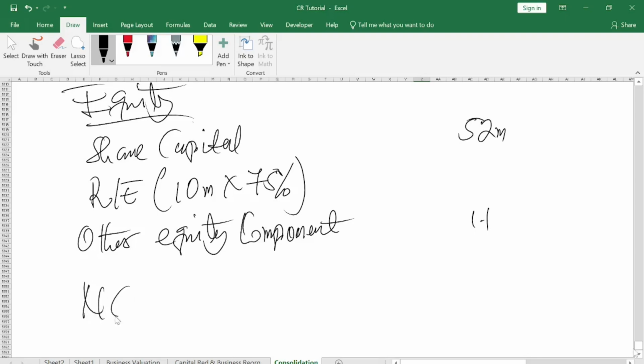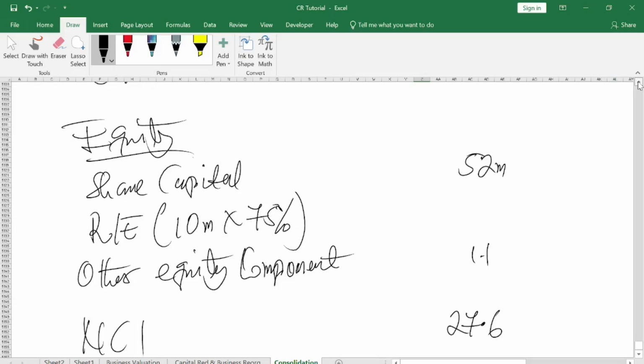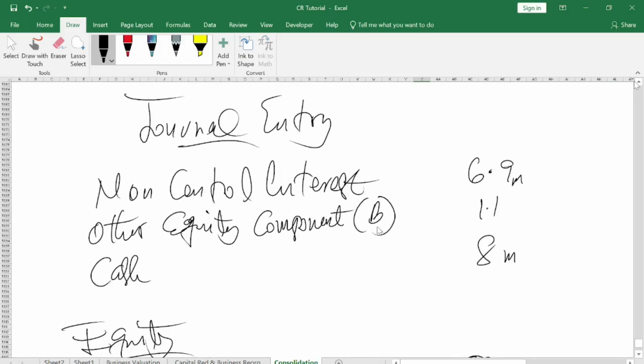The NCI, non-controlling interest. How much is now the NCI? 27.6. Do you understand? Remember, the cash that they paid for, that 8 million, will not appear in any of the books. You understand?